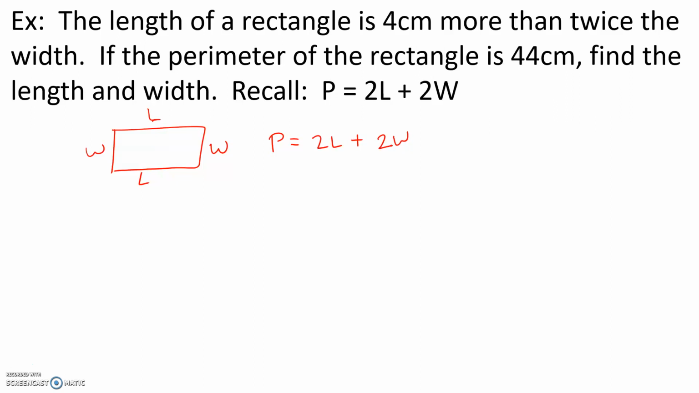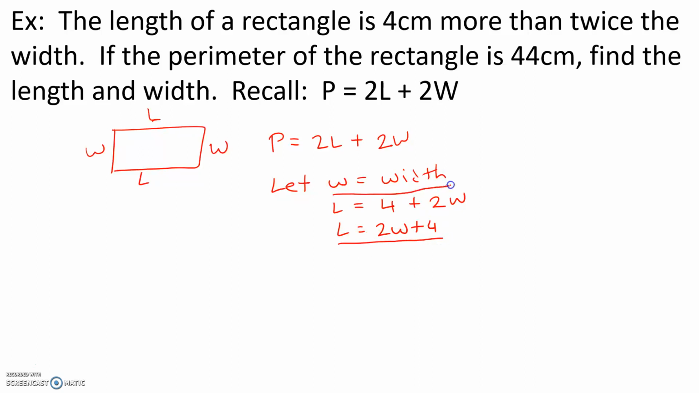Now here's what we know. We know the length of a rectangle is 4 centimeters more than twice the width. So if we let W equal the width of the rectangle, then the length of the rectangle is 4 more than twice the width, 4 more than 2W, or we can rewrite this as 2W plus 4. Now, we know that the length is 2W plus 4, and the width is W.